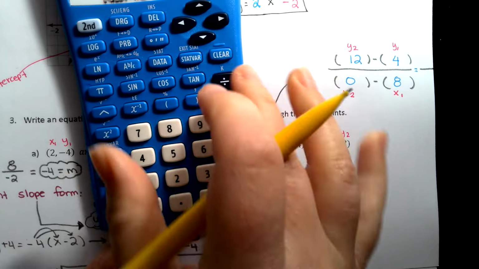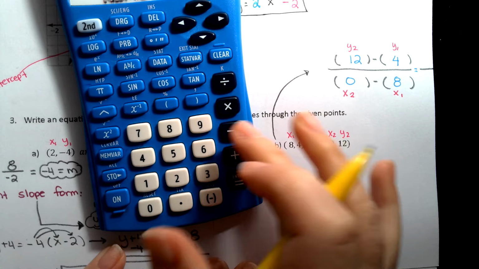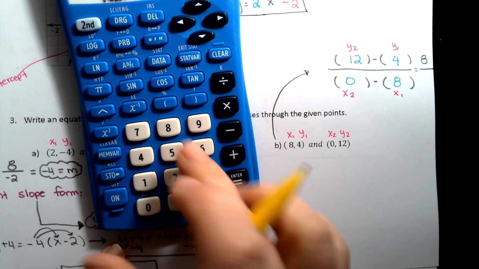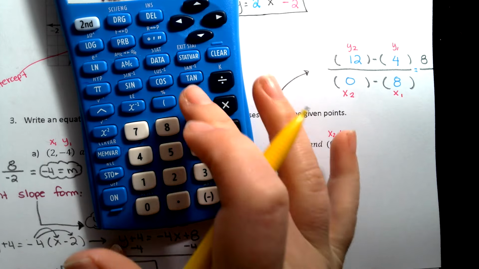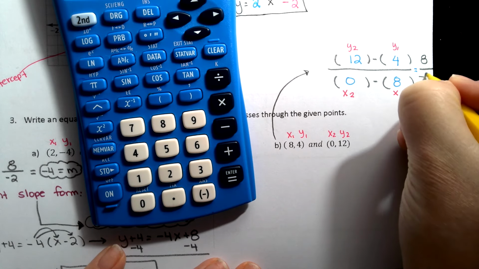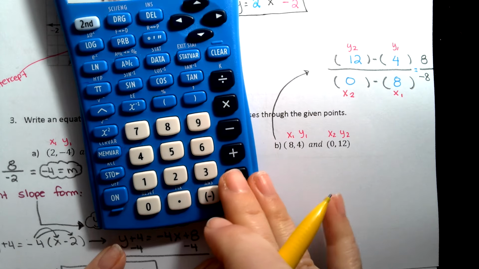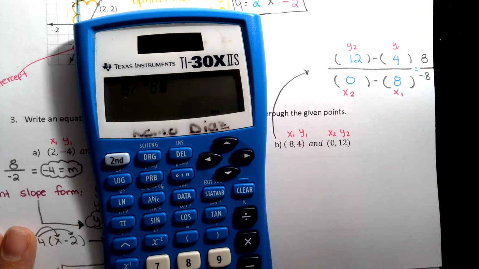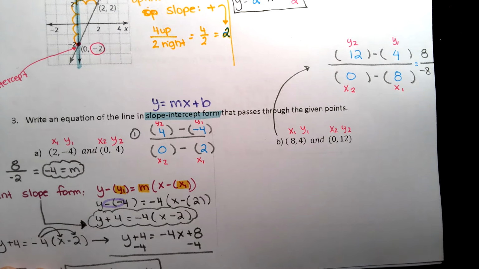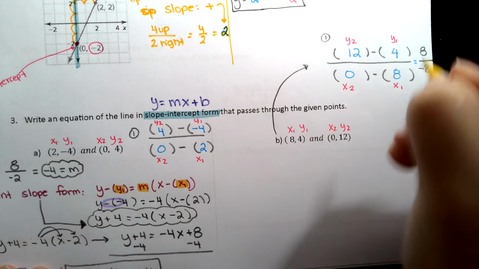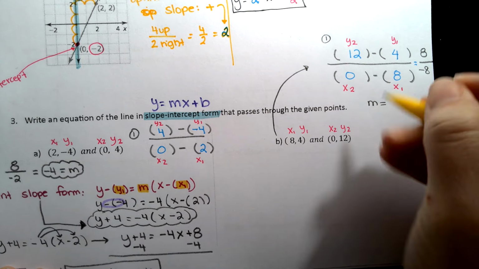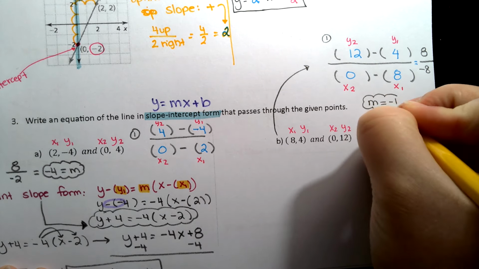Use a calculator if you need to. 12, open, close it, minus 4, open, close. I get 8. Oops. 0, close it, minus 8, close it. We get negative 8. 8 divided by negative 8. Oh, you can't see that. I apologize. That is negative 1. So for our slope in step number 1, what did we get on our calculator? Negative 1. Keep track of that. That's your step number 1.